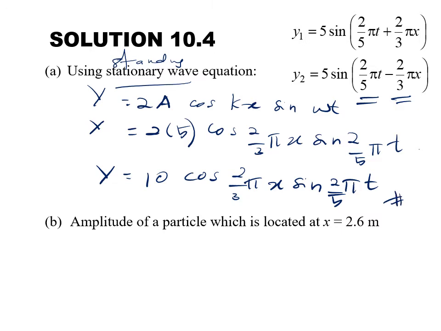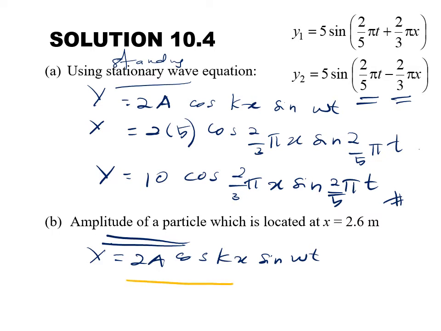And for question B, you need to find the amplitude of the particle. To find the amplitude of the particle, if the equation is y equals 2a cos kx sin omega t, you have to start from 2a cos kx. Okay, this is the amplitude of the particle at x equals 2.6. So you already have the answer from here.